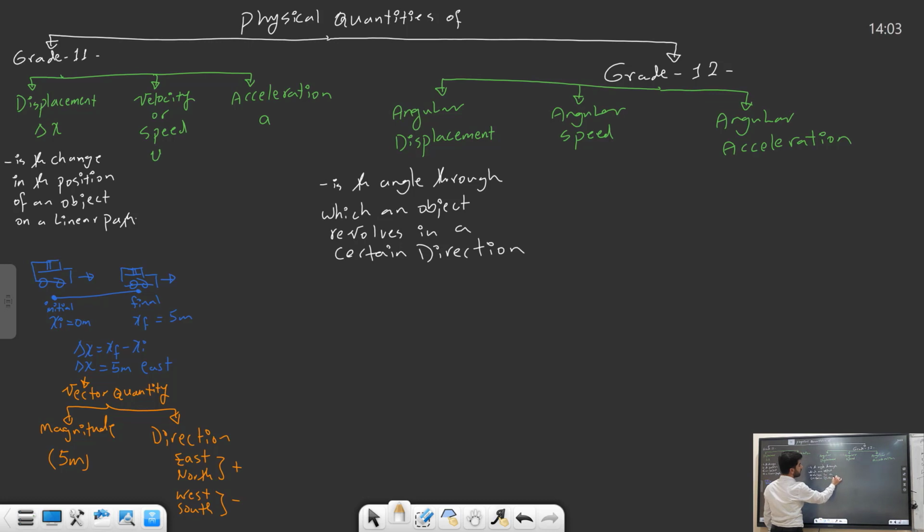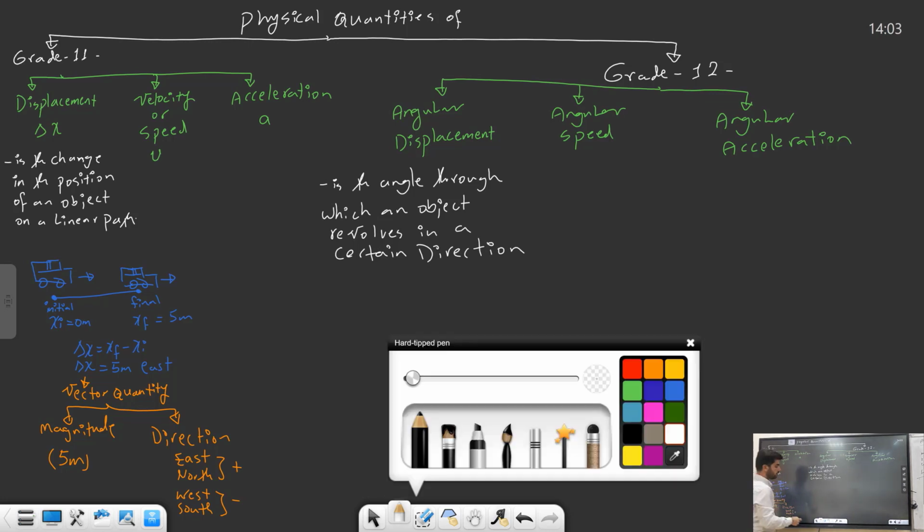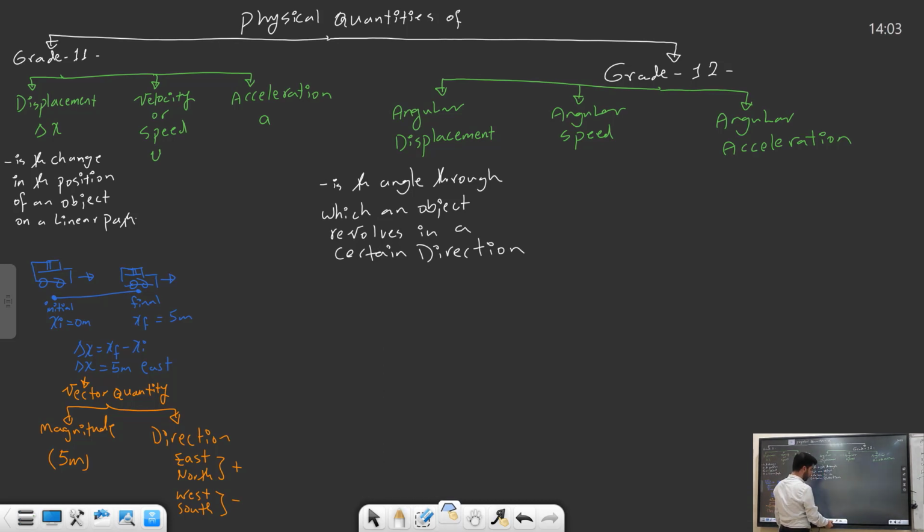This is the definition of angular displacement, and I think this definition came 3 times in the Wazari exams. So please try to memorize it. If you don't understand it well, try to memorize it well. So let me explain what we mean by angular displacement.